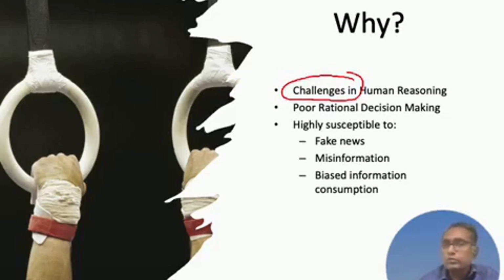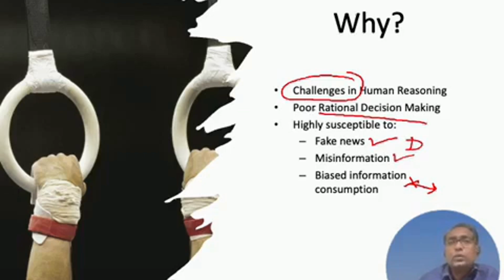The point I'm trying to make from these two examples is that human reasoning is not up to the mark. Humans are known not to be good reasoners, and our decision-making skills are not reliable either, right? They are not rational. We are susceptible to fake news, which is wrong information. Disinformation is misinformation with an intention to change your behavior. Then there is a lot of biased information consumption, where we look for information that matches our beliefs. And we'll talk more about this as we go through this series of video lectures.